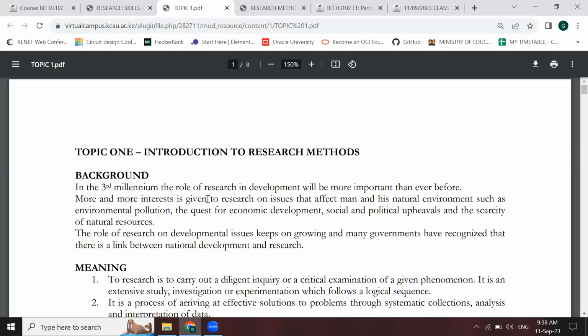So the assignment is this: using any relevant example from your area. I know you have BISF students and you have BIT. Using a relevant example from your area of specialization, justify the statement, research is a scientific process. Note that research is a scientific process. Just work on that, then we can meet next time.